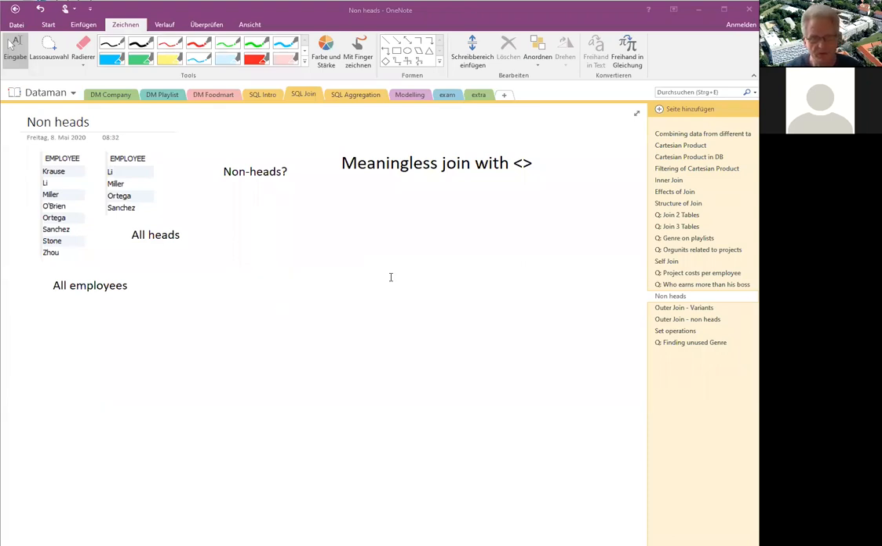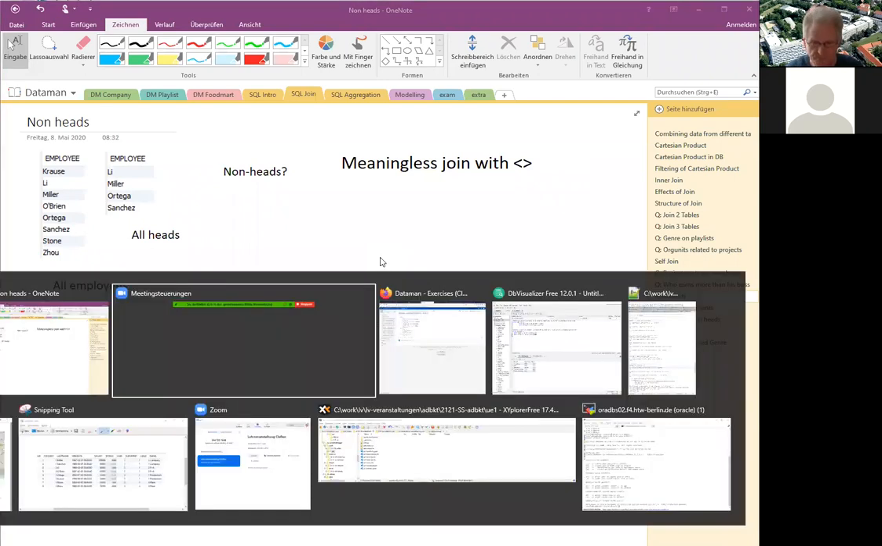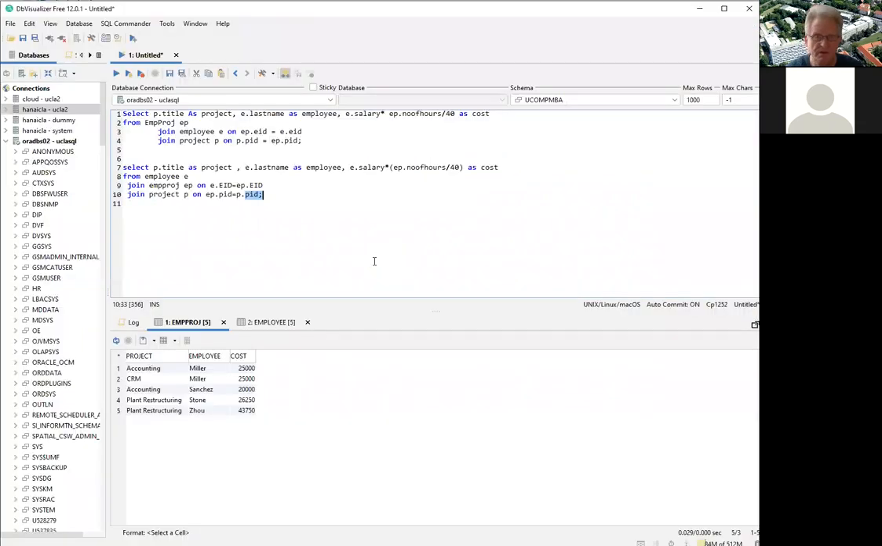So the thing I would like to accomplish is to figure out who are the non-heads within the company. So if we take all employees, these are those ones here. And if we take a look at the heads, these are Lee, Miller, Ortega, and Sanchez. So the query, in order to figure out the heads, would look as follows. It would look like that.